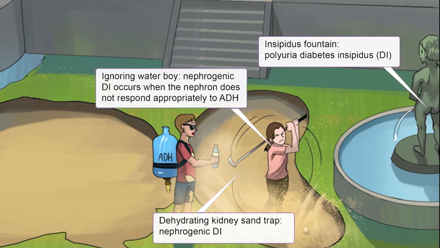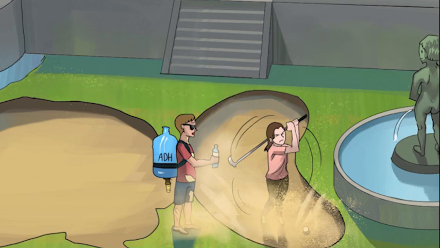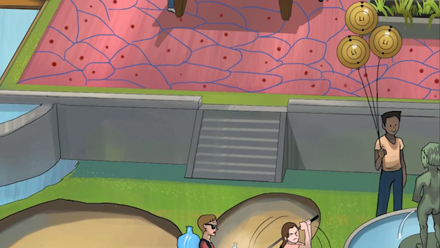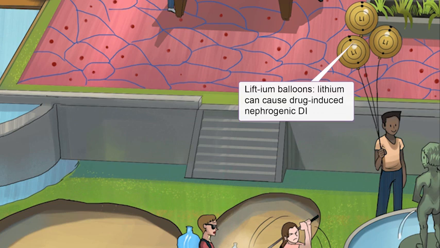Also, notice that this frustrated golfer here is ignoring the antidiuretic water boy, to emphasize that the nephron is not responding to ADH release. Okay, back to our patient presenting with diabetes insipidus. She had a history of bipolar syndrome and was treated with lithium, a common cause of drug-induced nephrogenic DI. To emphasize lithium's ability to antagonize the action of ADH in the collecting duct, we've included our recurring lithium lift-ium balloons here next to the kidney sand trap.